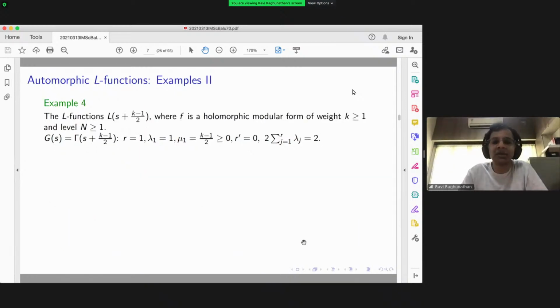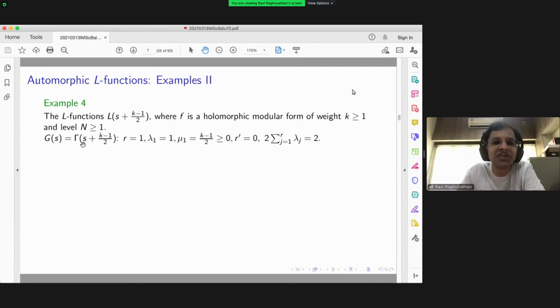So this is example 4. So 2 more examples. If I have a holomorphic form of weight k greater than or equal to 1 and level n greater than or equal to 1, then again, you have g of s, which you can think of as being one factor. You could also, by the way, think of it as being two factors using the duplication formula for the gamma function. But anyway, we will write g of s like this, then r equals 1, lambda 1 equals 1.